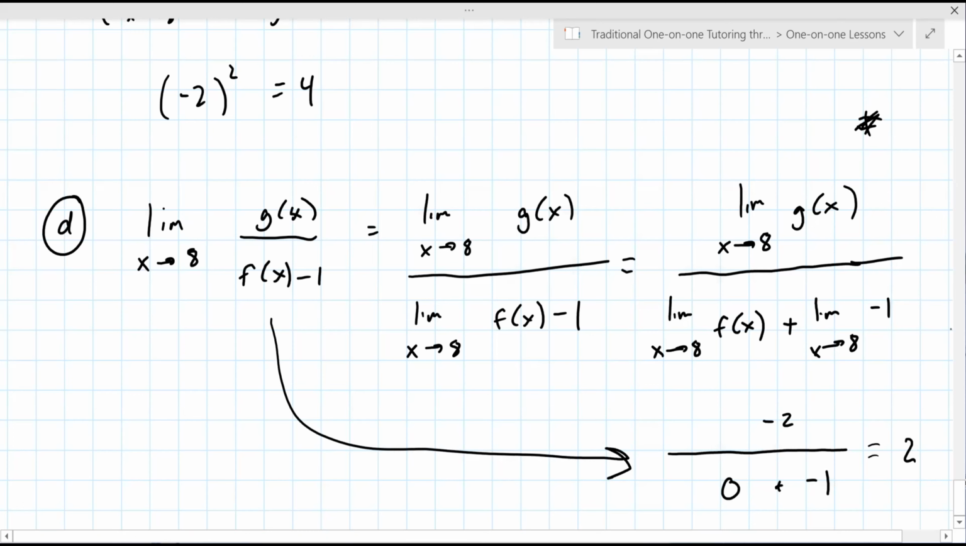Because some instructors want you to say, I use the quotient property. I use the... Don't think he'll ask us that.